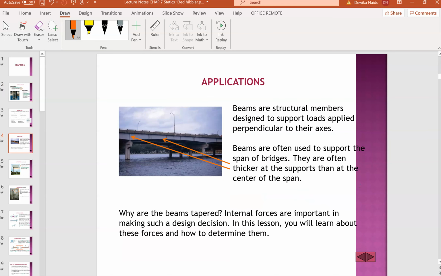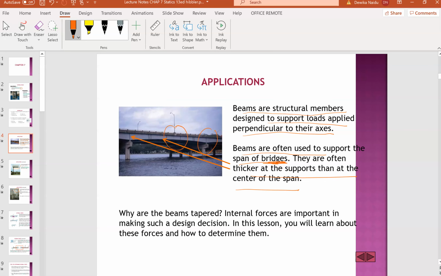So, application. Why do we need to study this topic, and where do we apply it? Beams and structural members are designed to support loads applied perpendicular to their axis. Let's take an example of this beam that is for a bridge itself. They are often thicker at the supports and at the center of the span. So how do we know the variation of the thickness here and the thickness here?